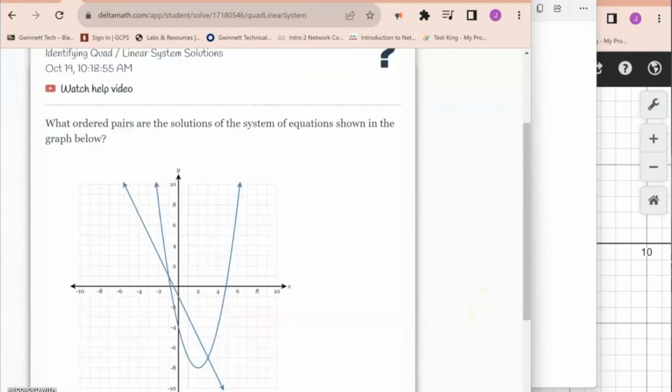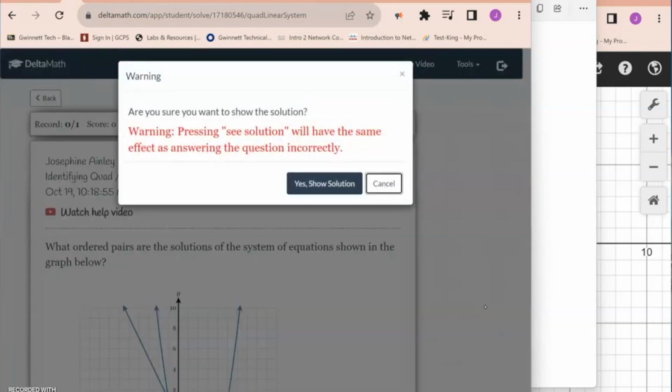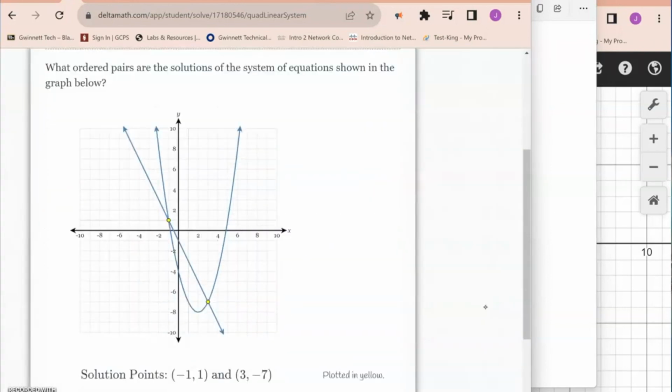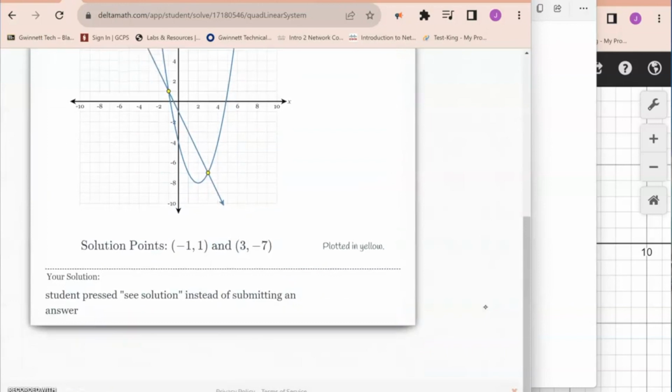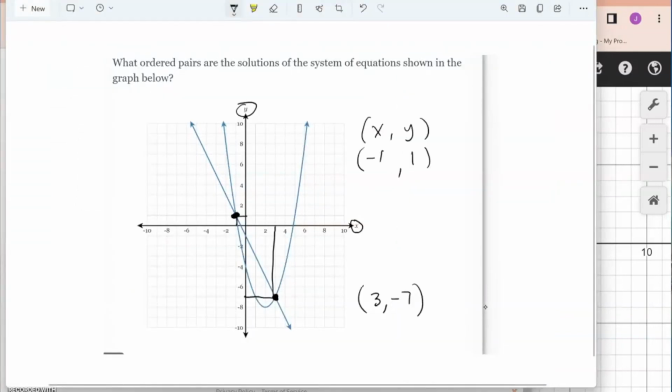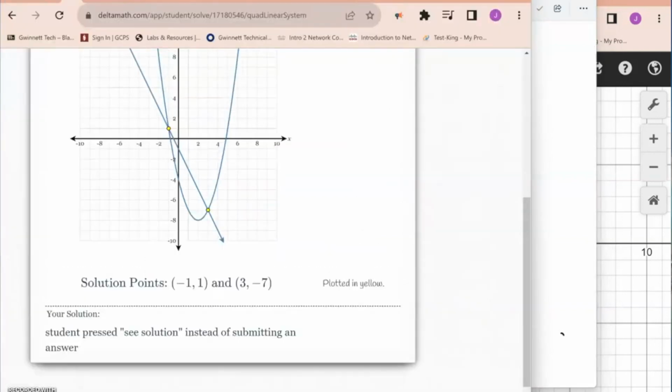All right, it's not going to let me put it in, but I'll just get it wrong and show you. So -1, 1, and 3, -7. -1, 1, 3, -7. Okay, so the intersection is the solution.